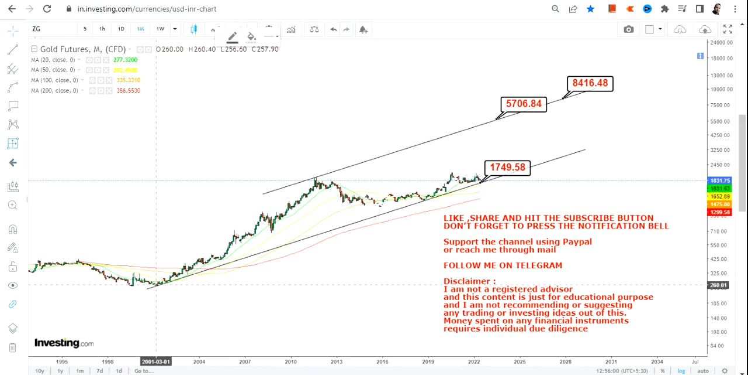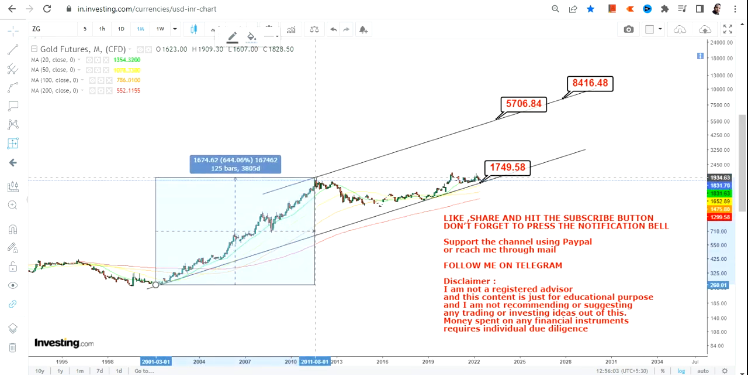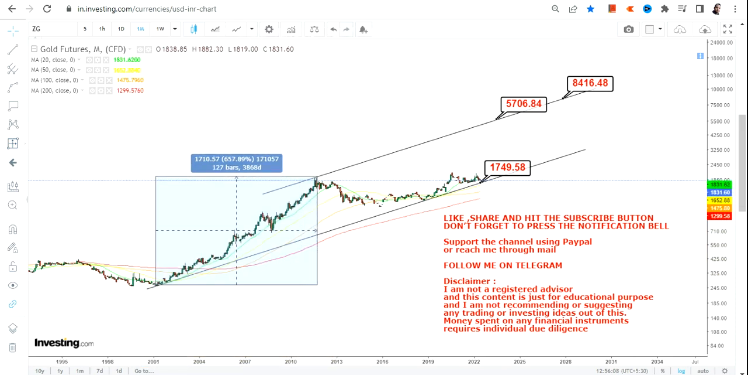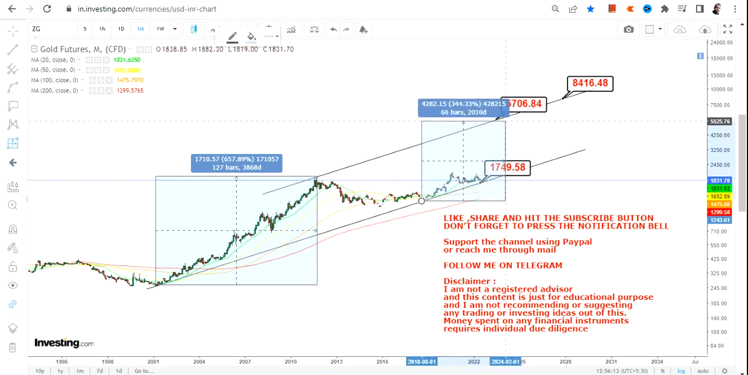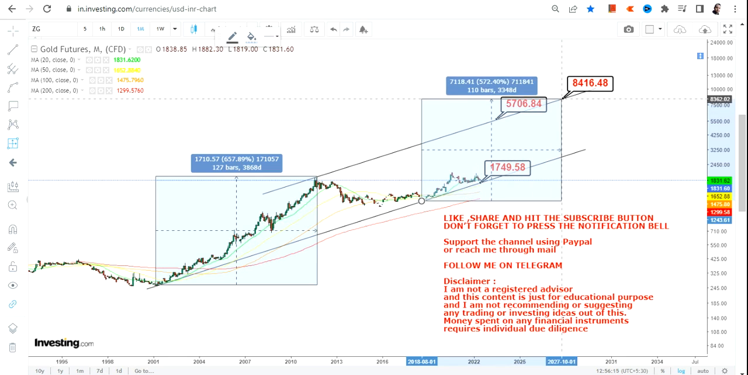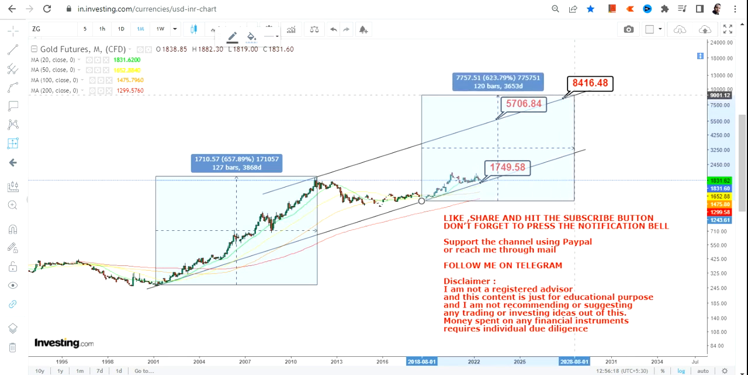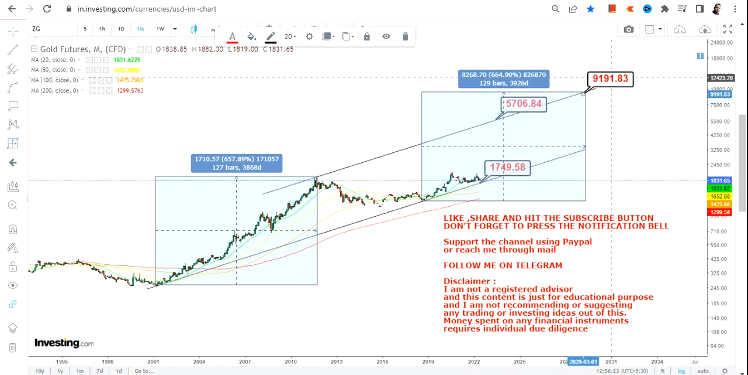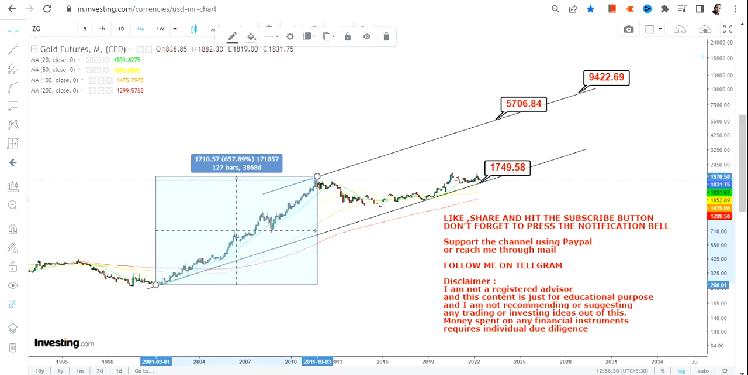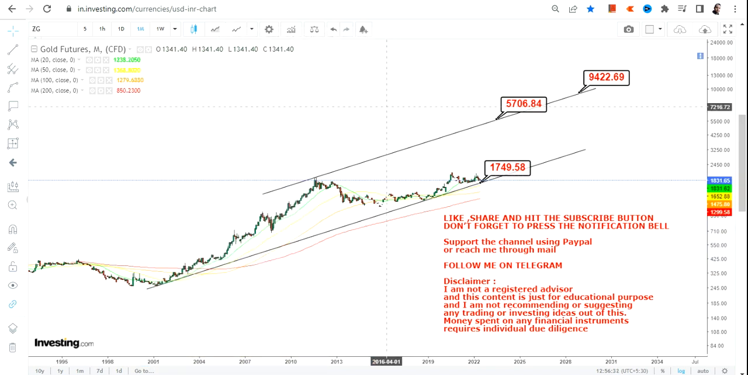If I calculate the move from the lows of 2001 till 2011, it is saying 657%, and if I calculate the move from the lows of 2018, then a move of 600% or 650% rather will stretch the target, and the big target will be in between $5,700 and $9,000 on the upside. So this is what we are looking at as far as the big or long term trend of gold.